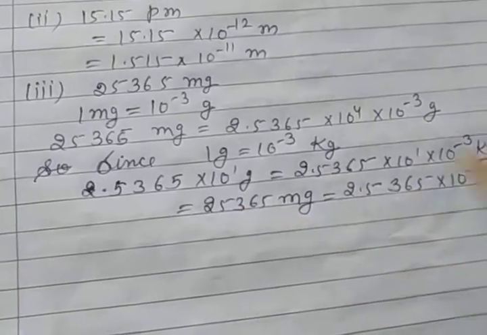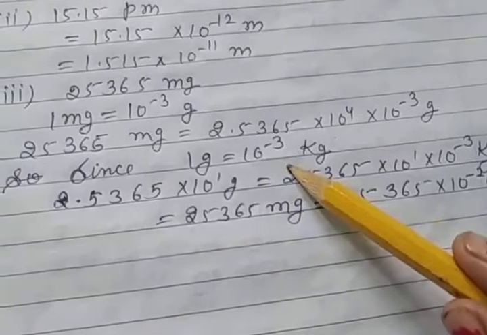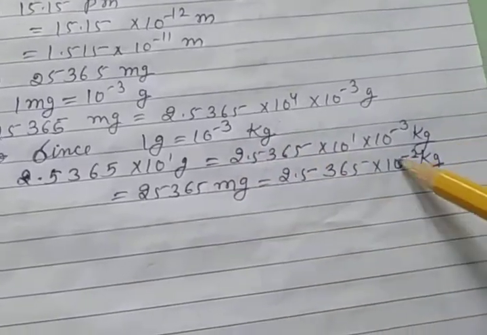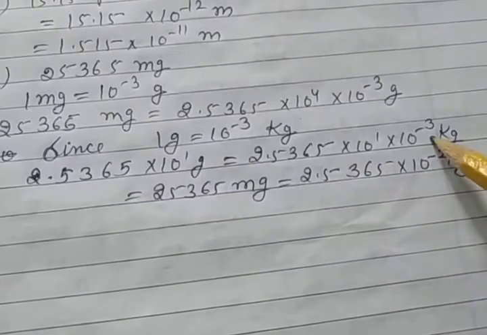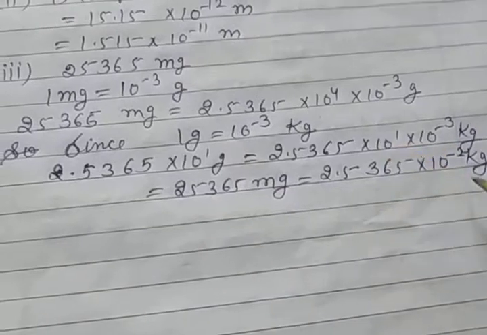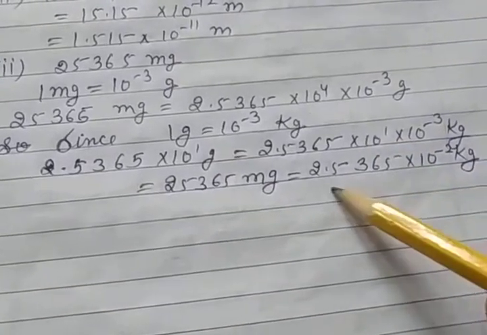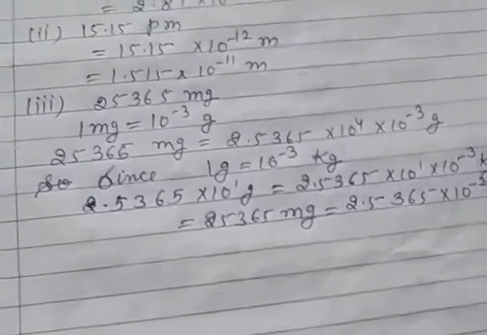Then 1 gram is equal to 10 to the power minus 3 kilogram. So multiply the gram value by 10 to the power minus 3 to get kilogram. Minus 3 plus 1 gives minus 2, so the value in kilogram is 2.5365 into 10 to the power minus 2 kilogram.